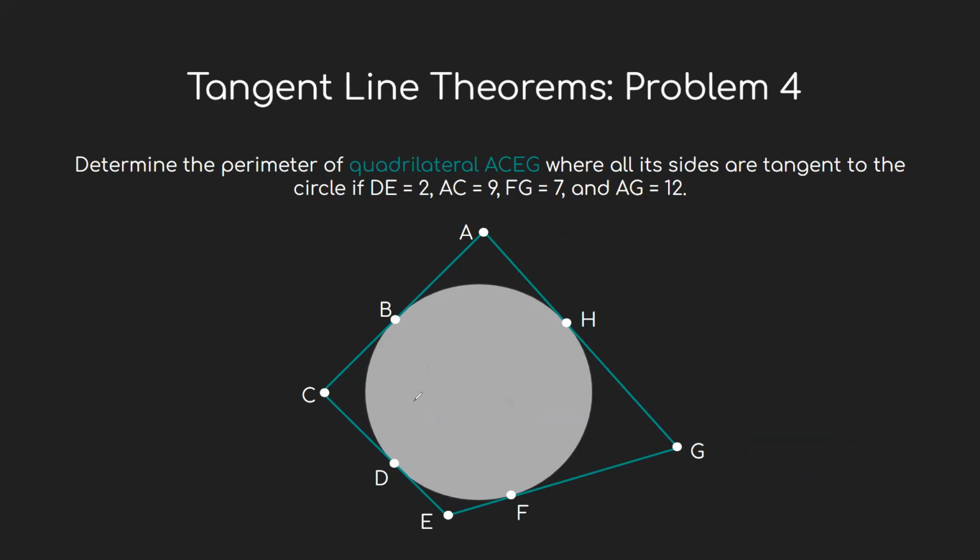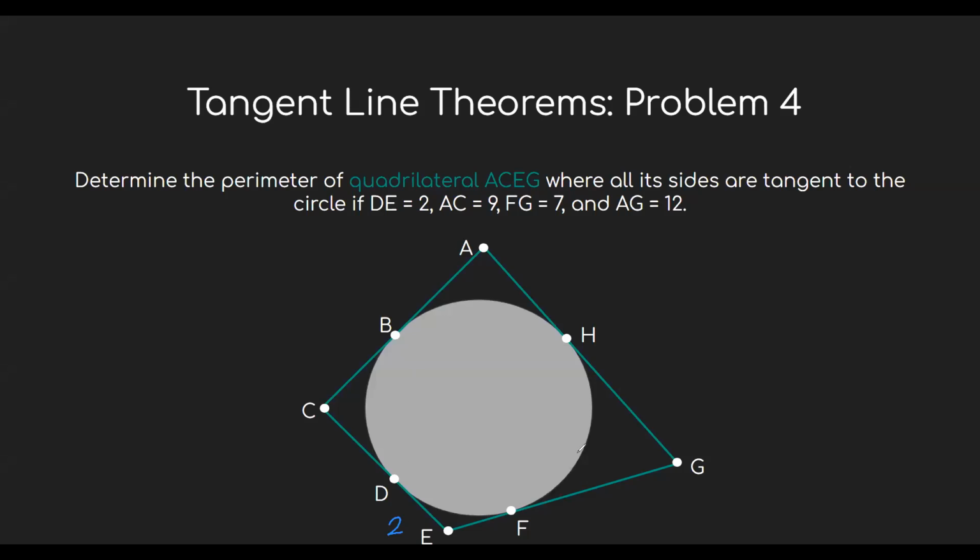And we're given that D equals 2, DE equals 2, AC equals 9. Where's AC? AC equals 9, so this whole thing equals 9. FG equals 7. FG is 7. And AG is 12. AG, this whole thing, is 12. Okay, now there's a very specific theorem that we have to use.